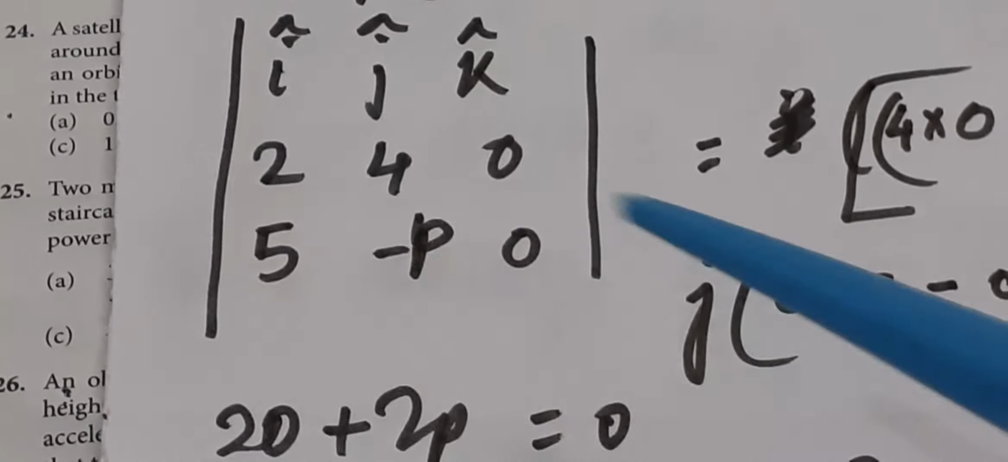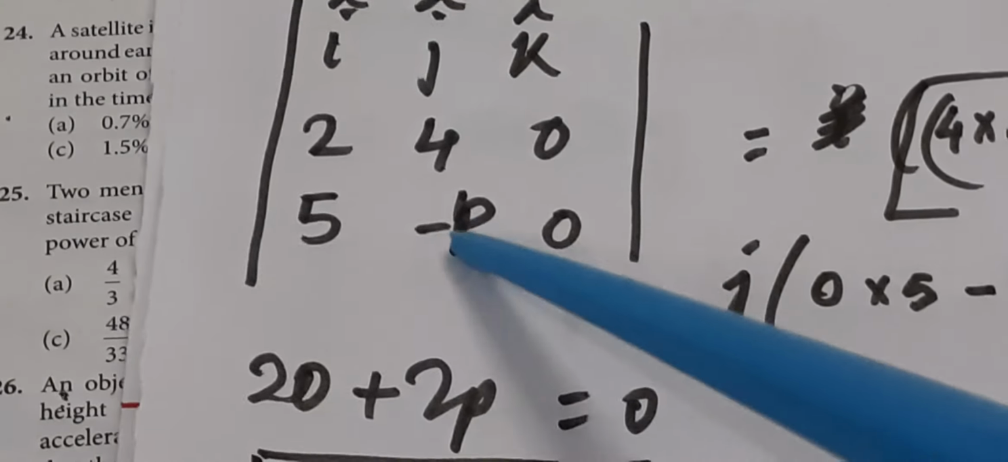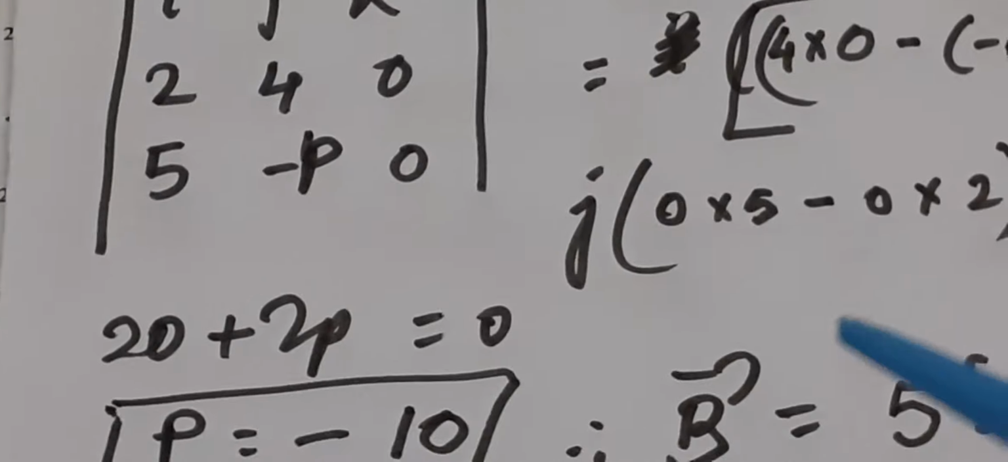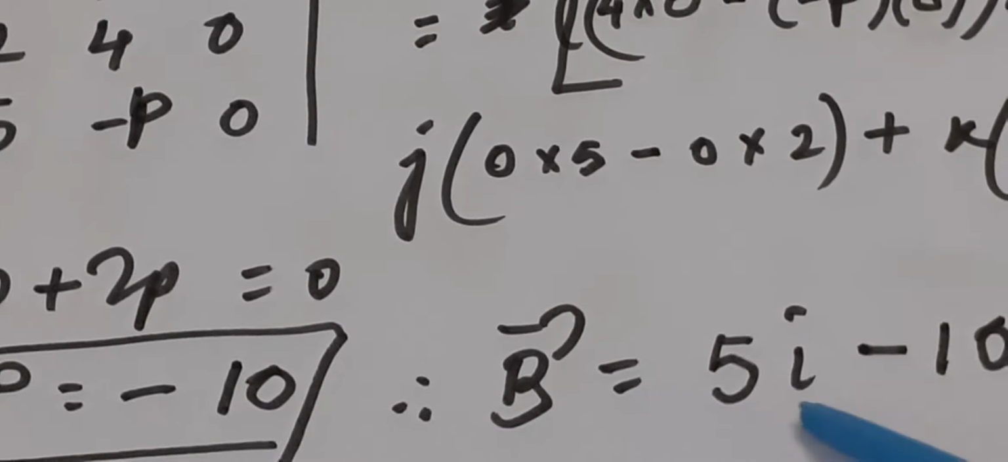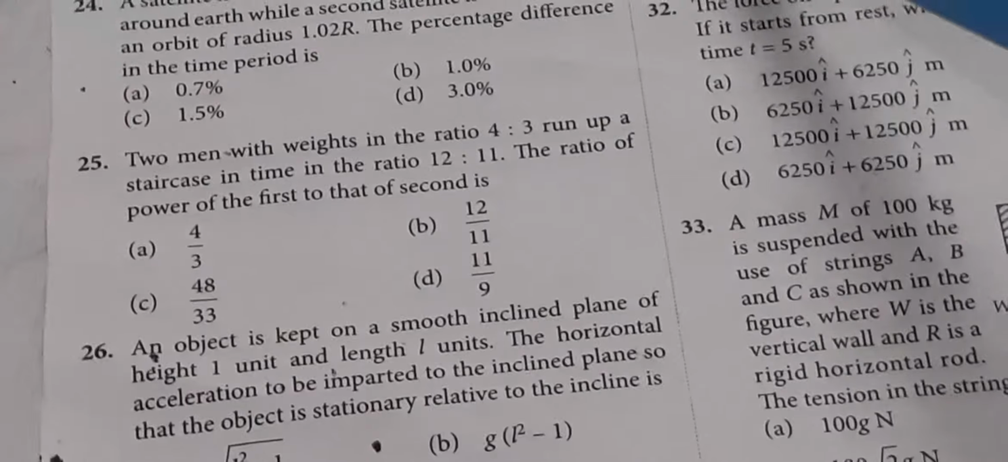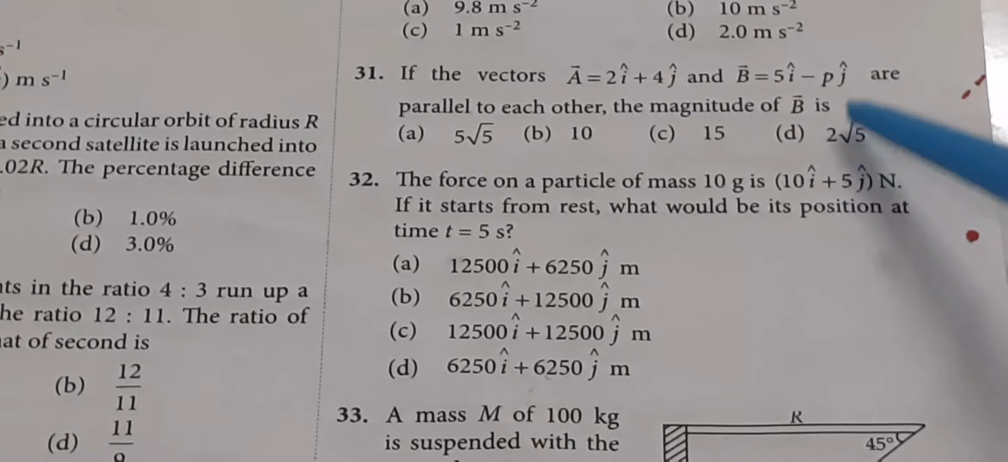P will be minus 10. I mean P will be plus 10 because of the minus P here. Instead of minus P you can say 10. So B will be 5 i minus 10 j. In the question it is asked for the magnitude of B.